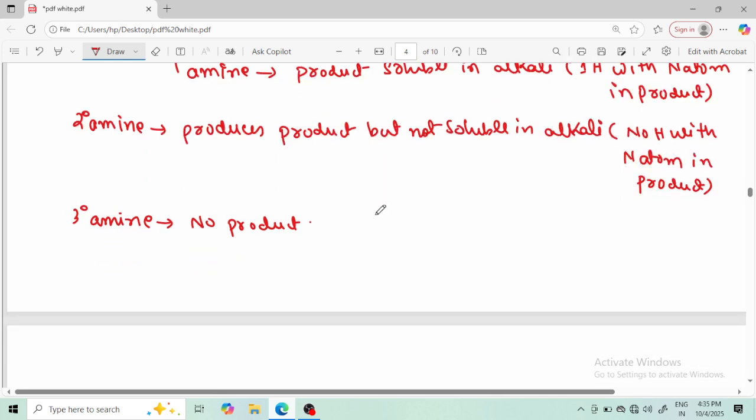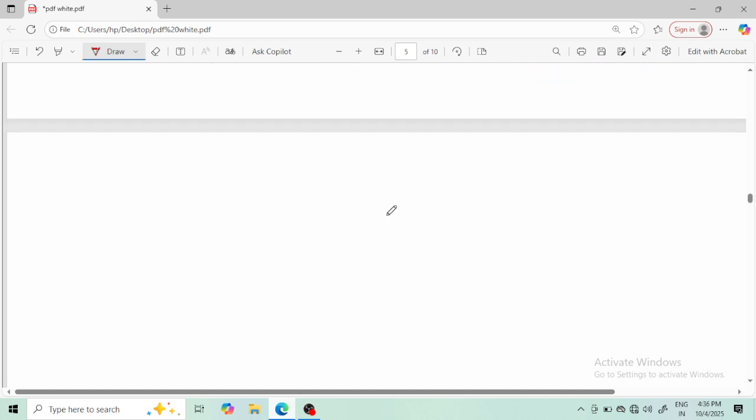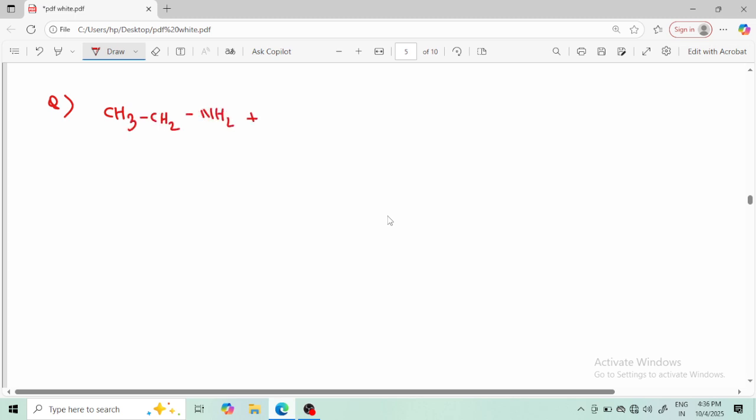Now let's do some questions, like if they ask a numerical question, then how we will do it. Let's do some questions related to this Hinsberg reagent. Suppose the first question is CH3CH2NH2, and this sulfonyl chloride is given. From here you remove one hydrogen, and you know that is 1 degree amine, and from here you remove the Cl, so your answer will be CH3CH2NH, then S double bond O.